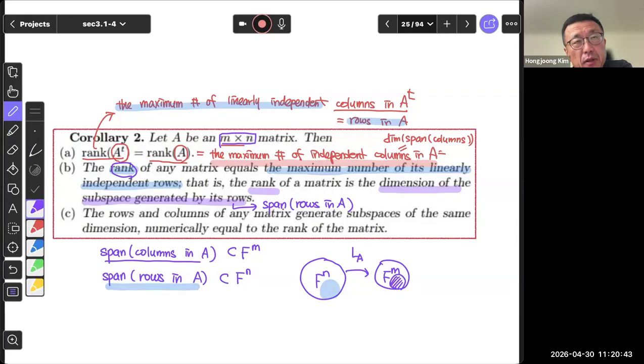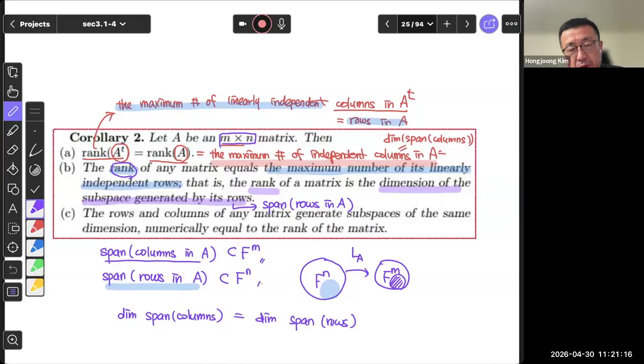But this corollary says, even though they belong to different spaces, their dimensions are the same. So the dimension of the span of columns will be the same as the dimension of the span of rows in A matrix. Okay, their dimensions are the same, but those two spaces belong to totally different spaces. So please be careful when you read these statements.